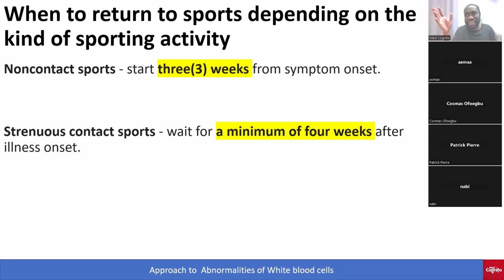Doctors, please, is it clear? Non-contact sports start 3 weeks from symptom onset, something like ping pong or table tennis, golf. You're not hitting anyone. But football, lacrosse, basketball, boxing, no, minimum of 4 weeks.